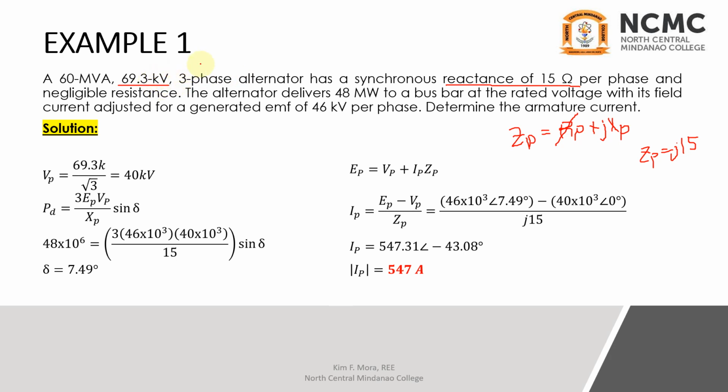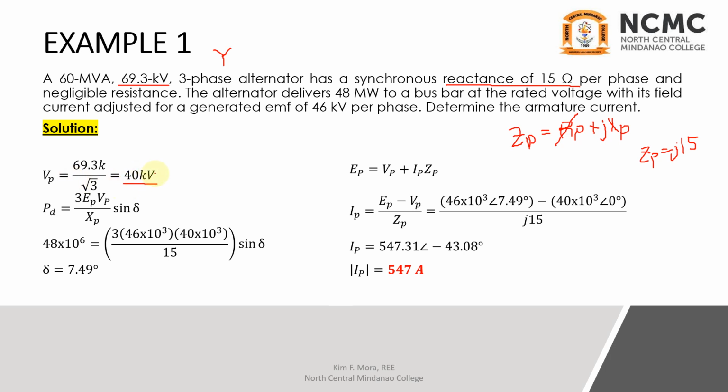We always assume that it is Y connected, or that the given is the line voltage. So that's why we will convert this into per phase voltage. The equivalent is we just divide it by square root of 3. So we have 69.3 kilovolts, and we divide it by square root of 3 so that we can get the per phase voltage. So we have VP equal to 40 kilovolts.